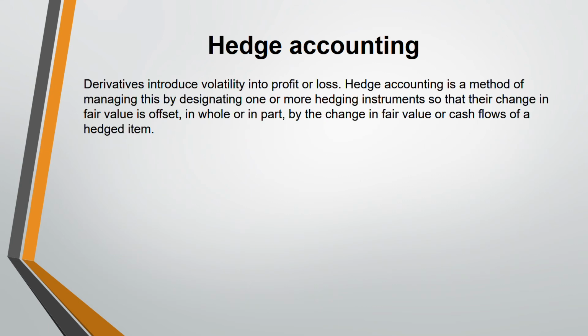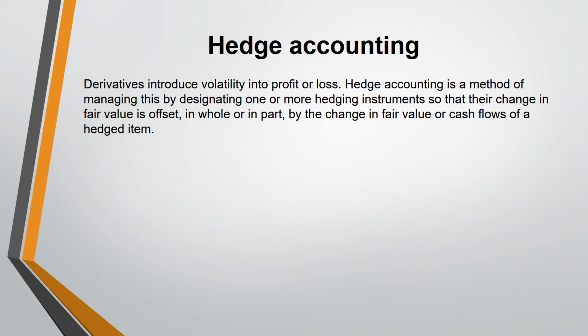So hedge accounting says that derivatives introduce volatility into profit and loss. Because derivatives are there, your profit and loss are very volatile. So hedge accounting helps to reduce that volatility and make it more stable. That means you are managing it. Okay. You are designating one or more hedging instruments so that their change in fair value is offset. Understanding? If anything changes in the fair value of the hedging instrument, it will be offset by the change in the fair value or cash flow of a hedged item, the item that you are hedging. So it will be offset.